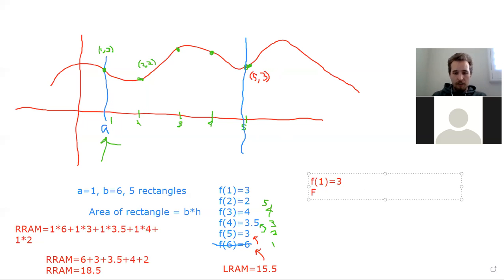Let me know if the red is too much for you guys. I mean, I can change the text color. Typing's hard today.